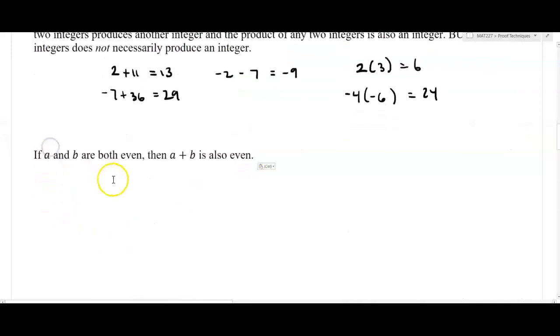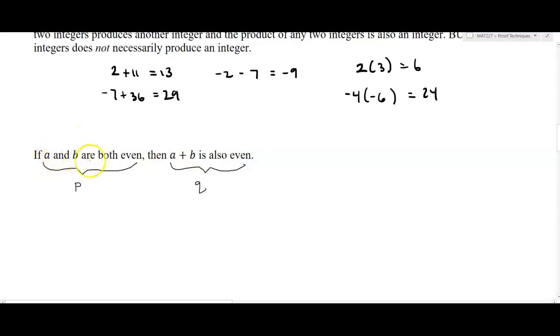Okay, so this was the statement we set out to prove, and we again want to point out what our P and Q is because we're going to prove this directly. So P is actually this statement here: A and B are both even. A plus B is also even is the statement Q.